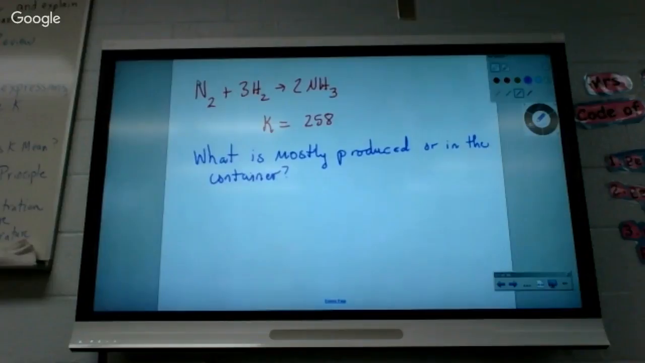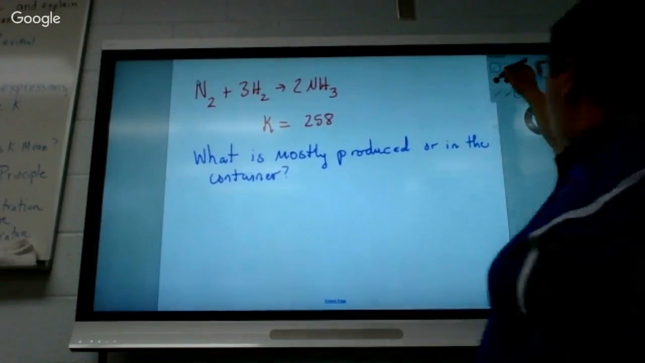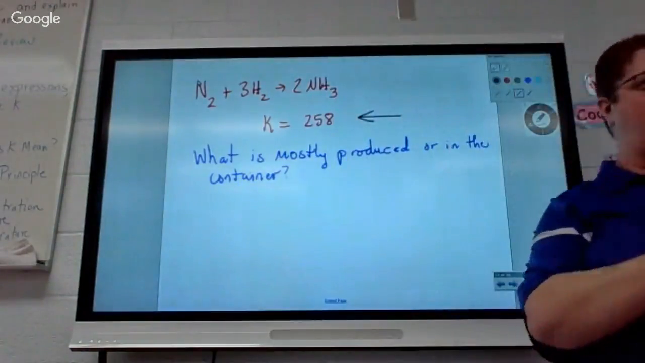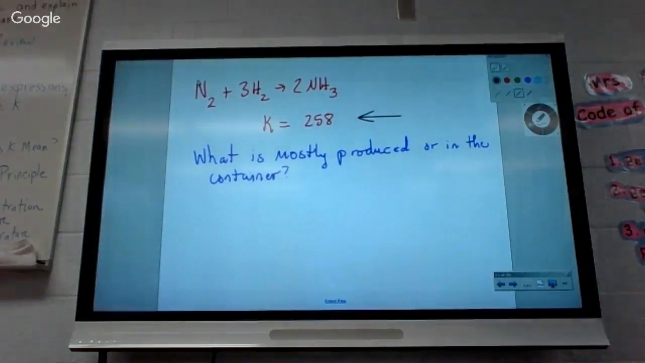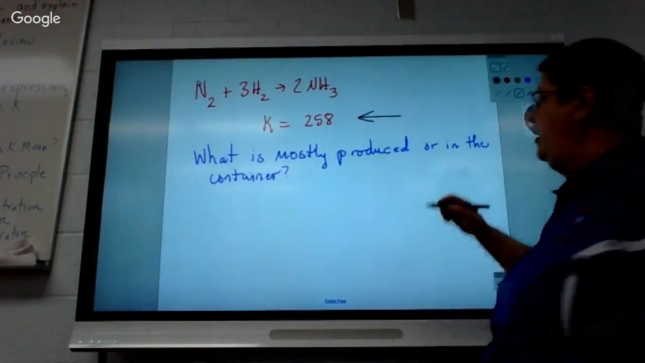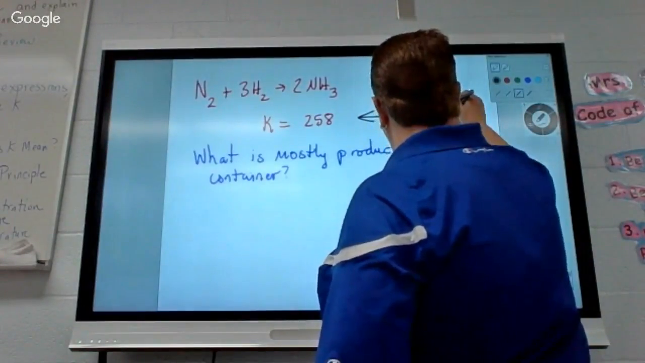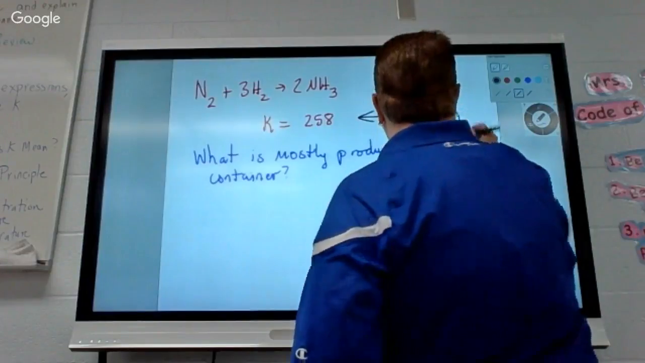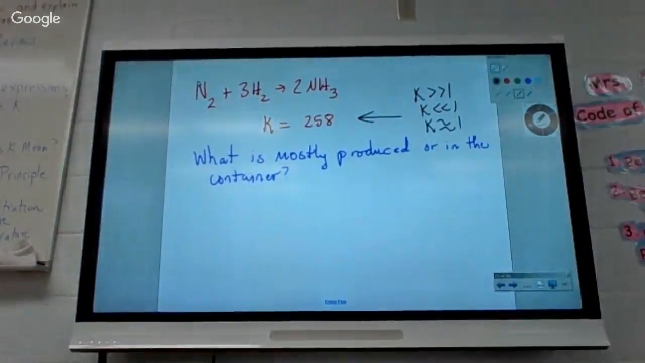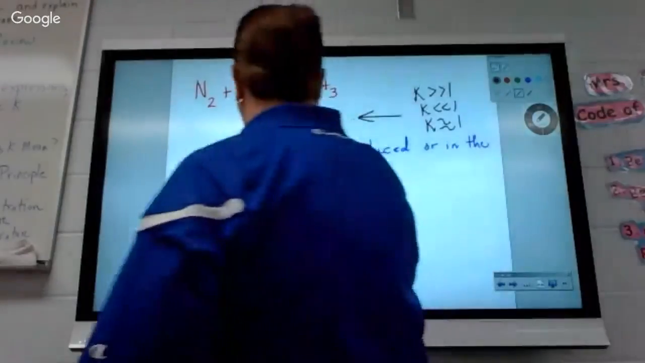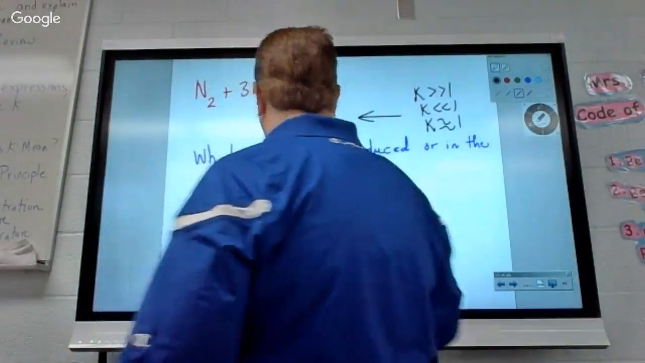Well, your equilibrium constant tells you this. What can you tell me about our K? Is our K much greater than 1, much less than 1, or approximately equal to 1? What can you tell me, Tevin? All right. So if it's much greater than, what does that say to us if K is much greater than 1?